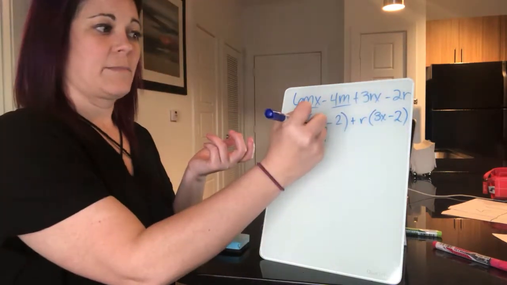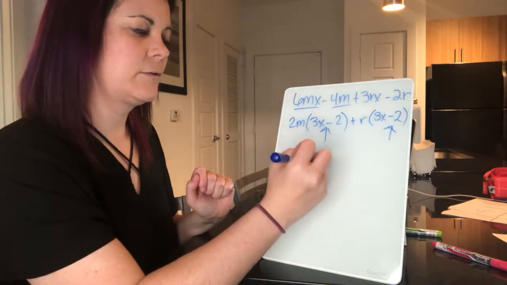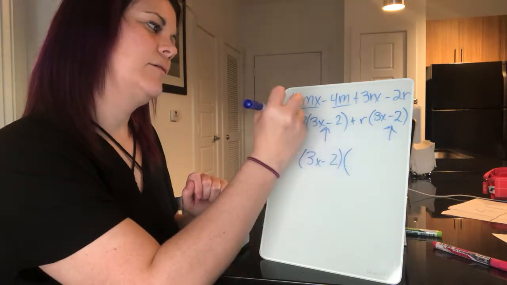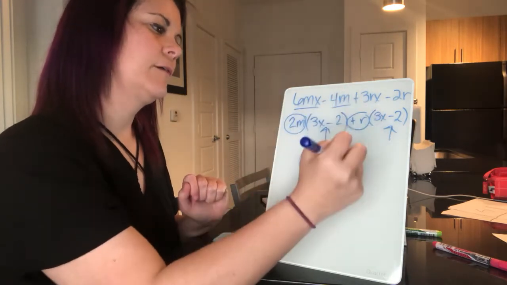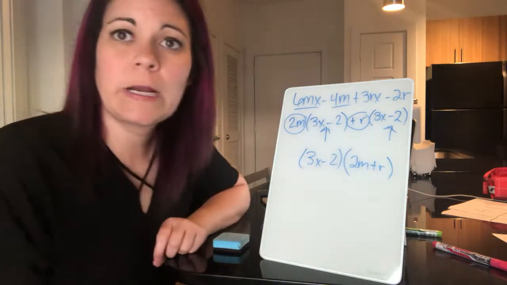So they match, which means we did something right. That is our first binomial, 3x minus 2. And then our next binomial is 2m plus r. So there is how you factor by grouping.